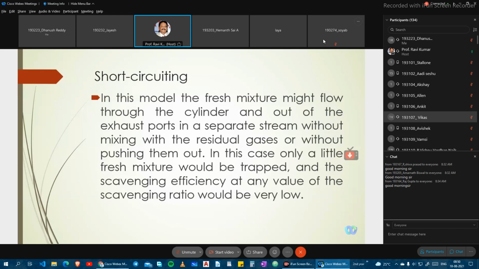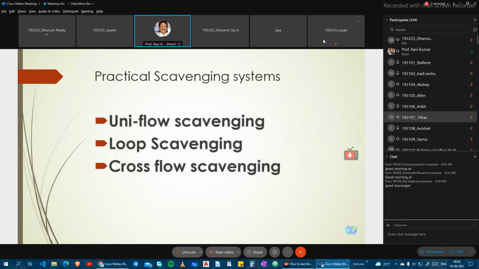This is also one of the models we are going to adopt for improving the efficiency of a two-stroke engine. And this is a very important process where you have modifications of the piston crown, and while entering into the inlet port, a lot of processes will be happening. A lot of modifications will be made for making these practical scavenging methods.